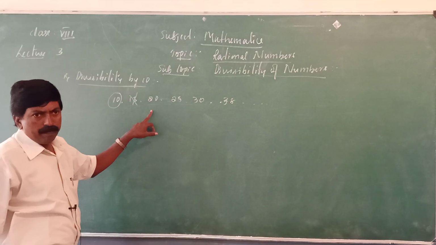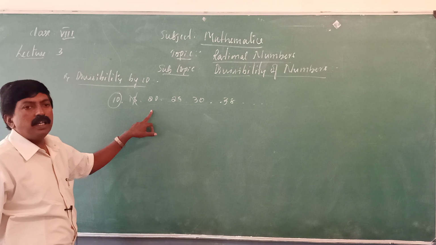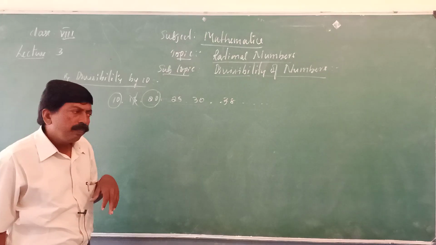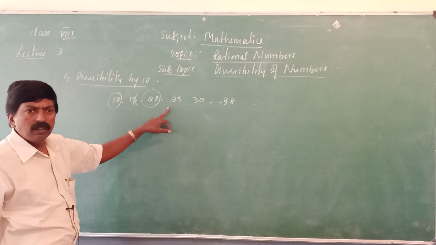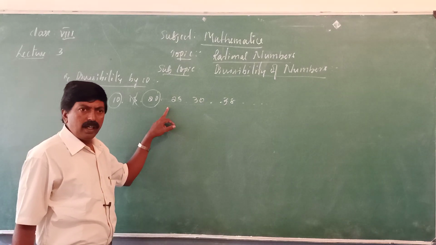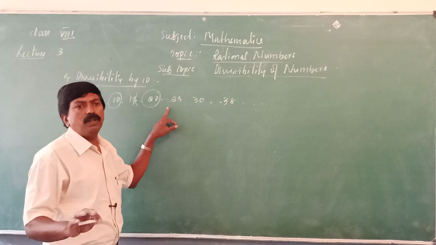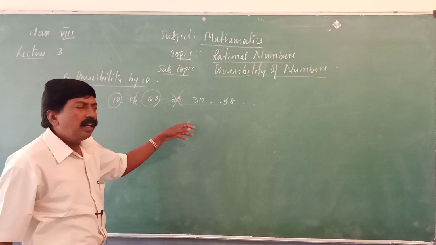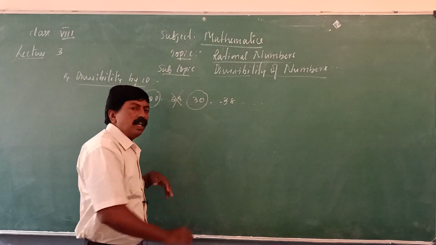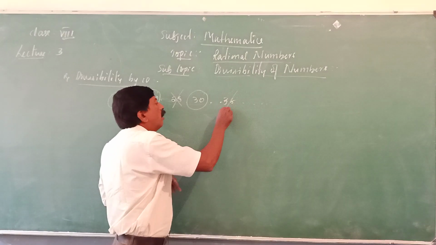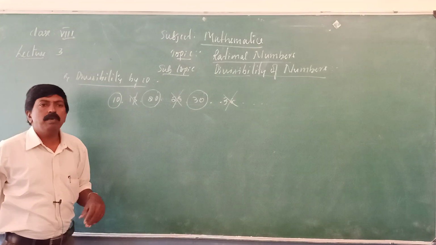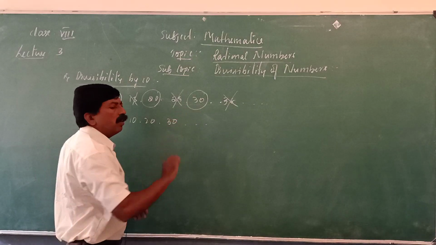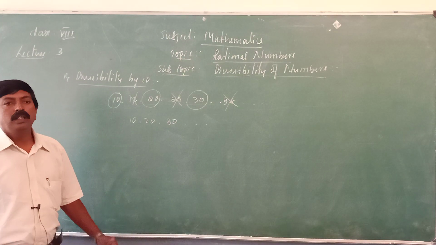You can take 20. So how many times does 10 divide 20? 2 times. Yes, 20 is divisible by 10. You can take 25. If you divide 25 by 10, you will get a fraction. Therefore, it won't divide exactly. 30 divided by 10 gives 3 with remainder 0. 38 will not divide. Observe these numbers: 10, 20, 30. Such numbers are divisible by 10.